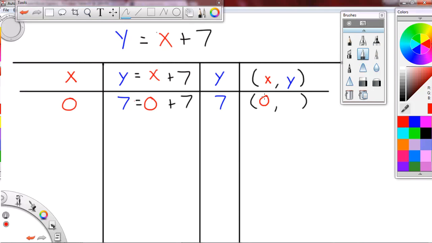When I plugged in 0 for x, I got out 7 for y. That's important. We'll get to that in a minute. Okay, we'll take some more numbers. Let's take 5. Okay, so I'm going to say 5.